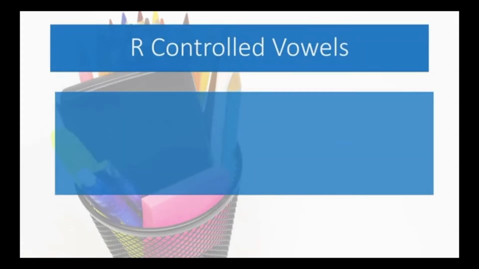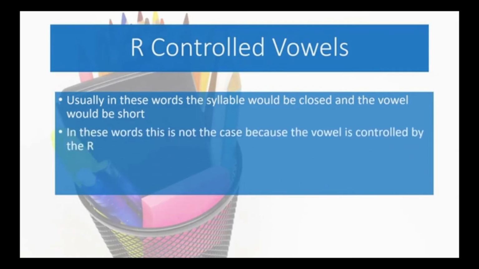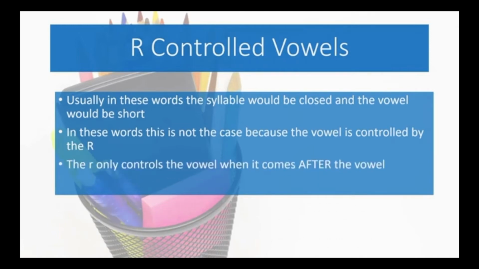Let's talk about our controlled vowels and what we need to know about them. The first thing we need to know is that usually these words in a syllable would be closed and the vowel would be short. However, because of the R, this is not the case. This vowel is controlled by the R in the word. The R only controls the vowel when it comes after the vowel. So if you see a word that has R and then a vowel, it is not an R-controlled vowel word.